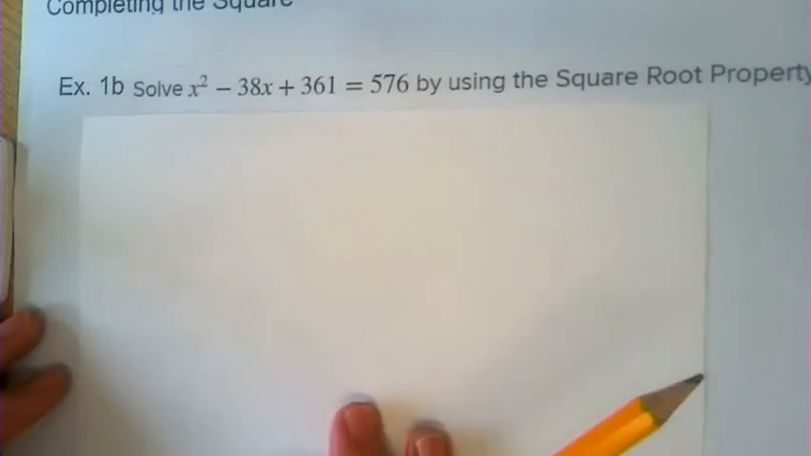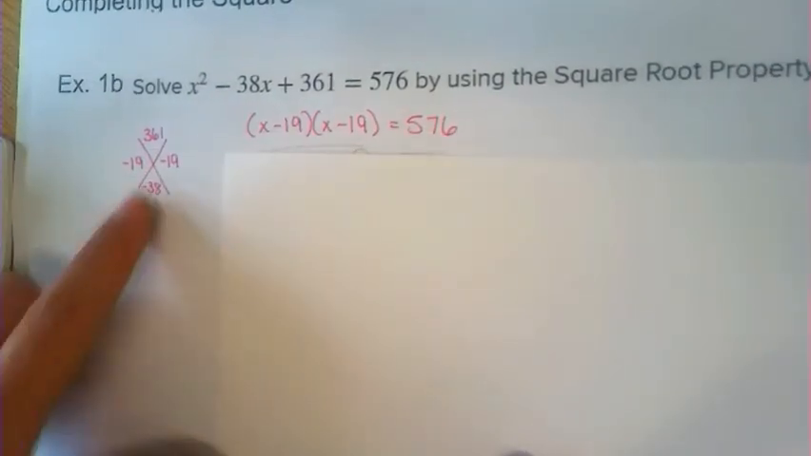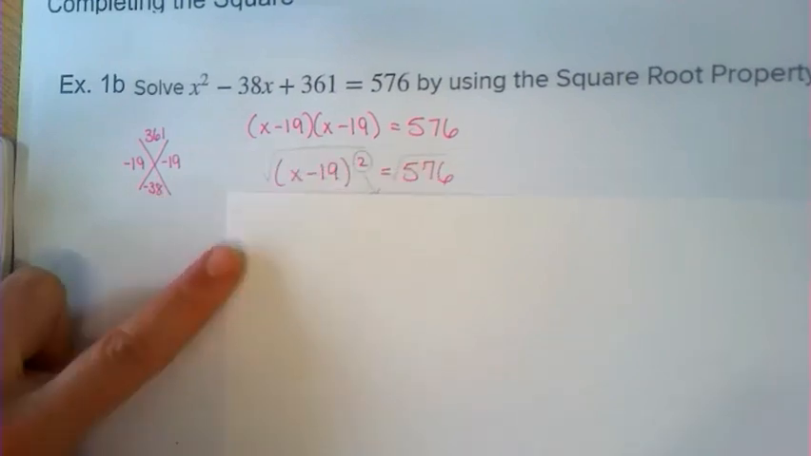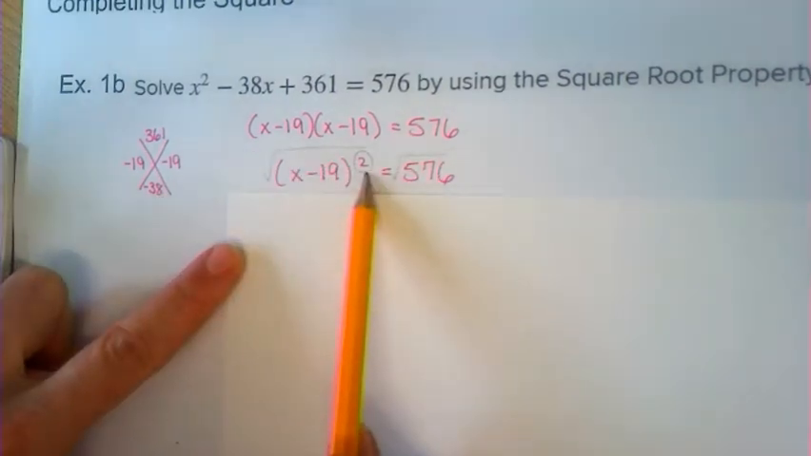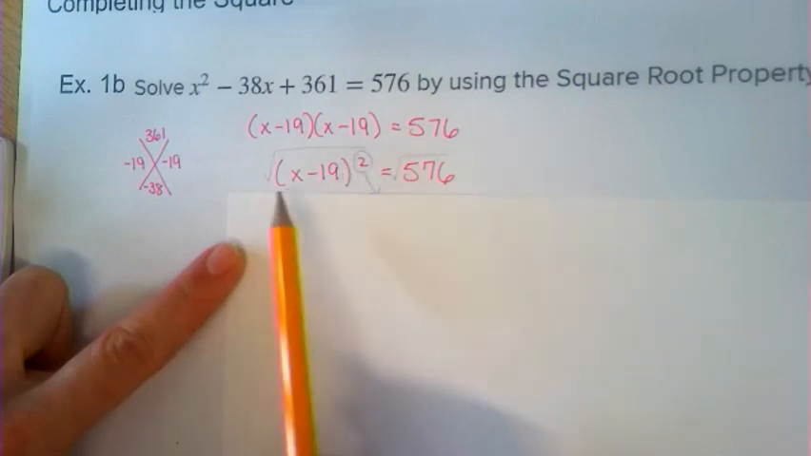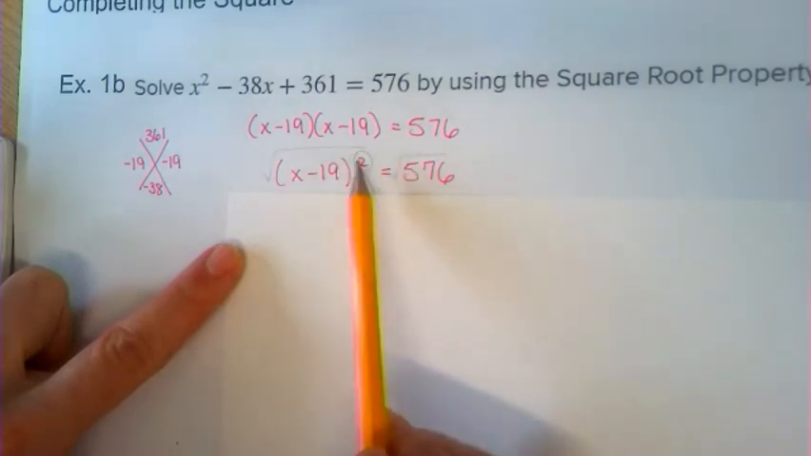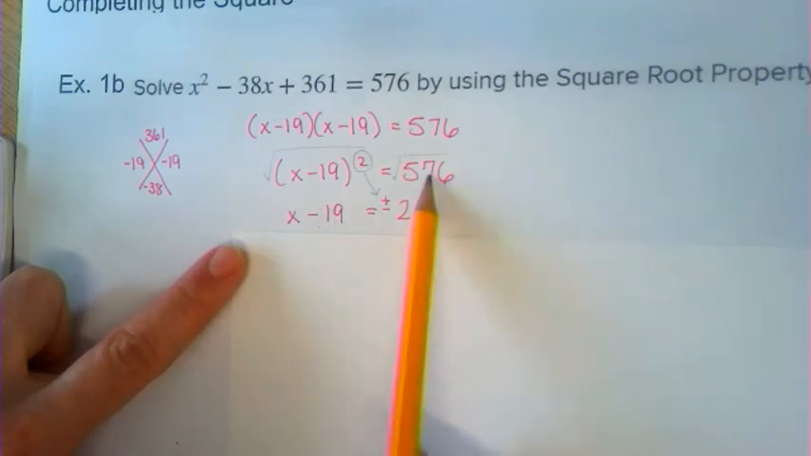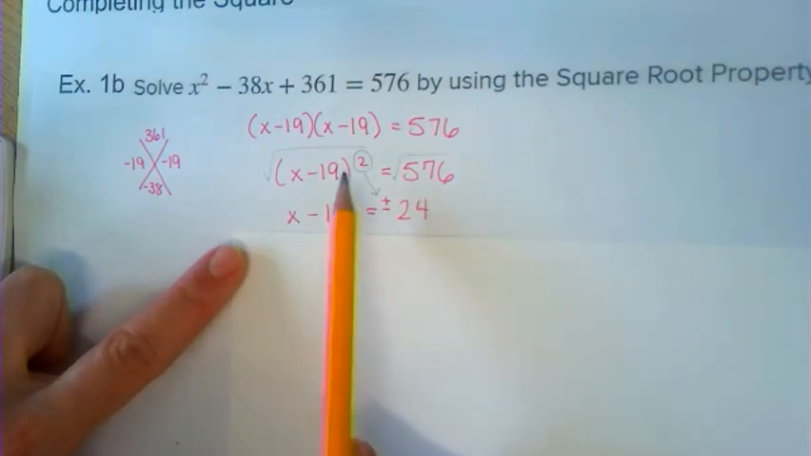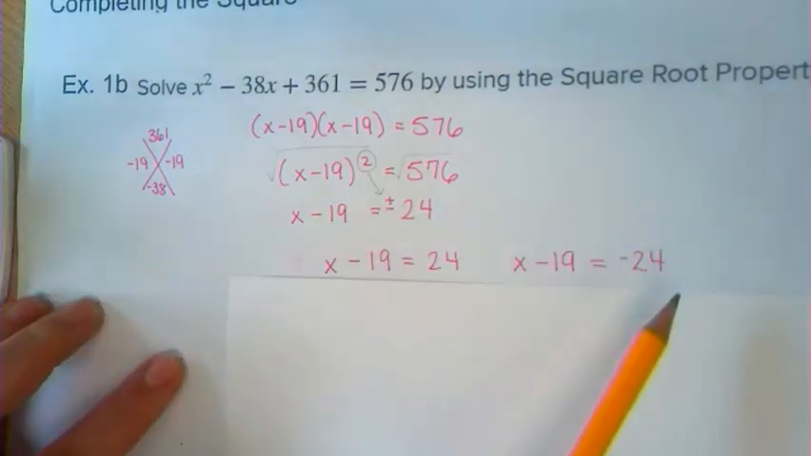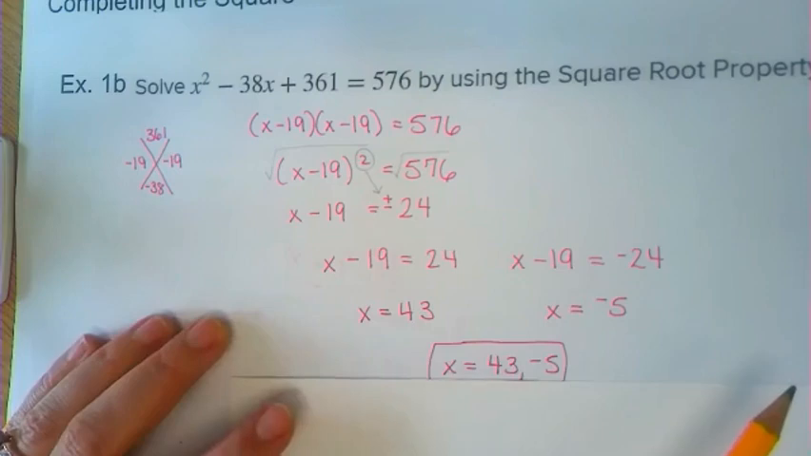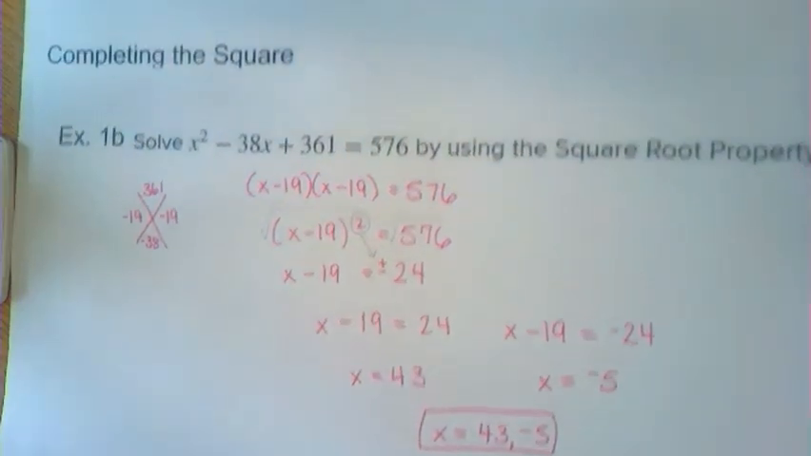On the next one, you should have found your factors to be negative 19 and negative 19. That can be rewritten as a squared, so x minus 19 squared, because you have 2 of them. I can do the square root to both sides to get rid of that squared, so that gives me x minus 19, and then 24 on the right side. That squared produces two answers, so now I can write it into my two equations and add 19 to both sides. You should get 43 and negative 5.